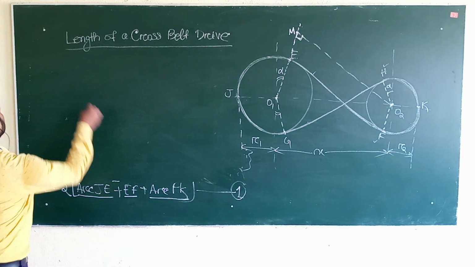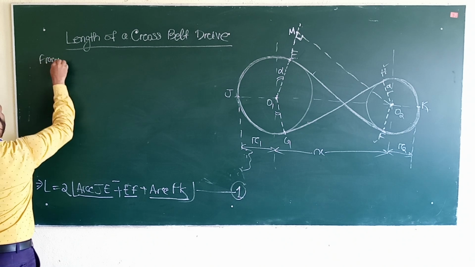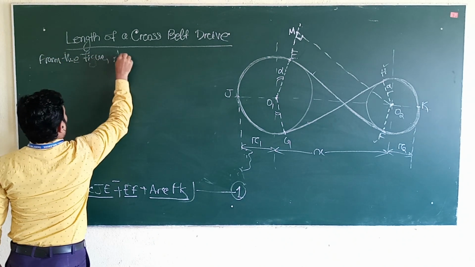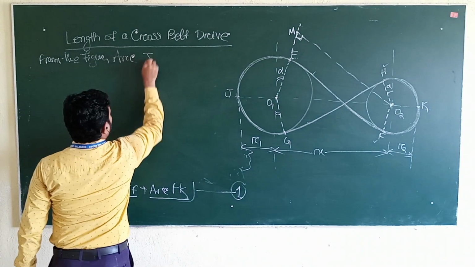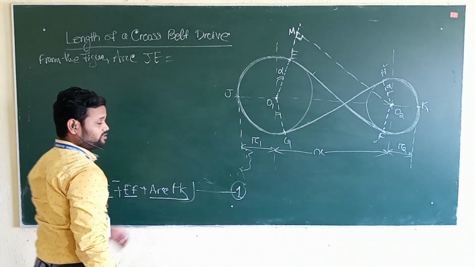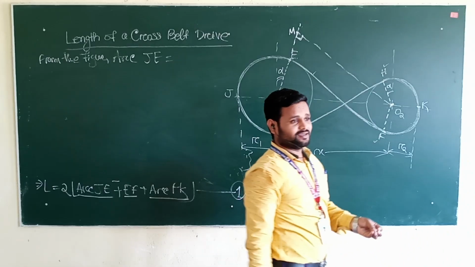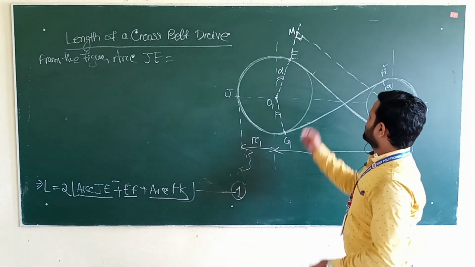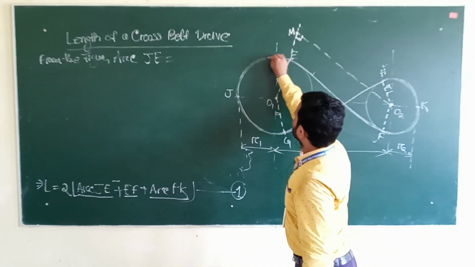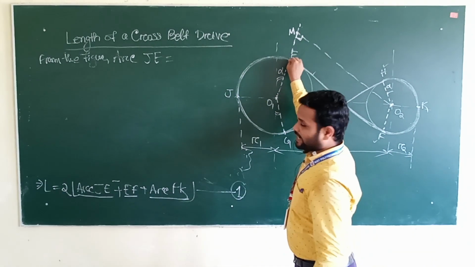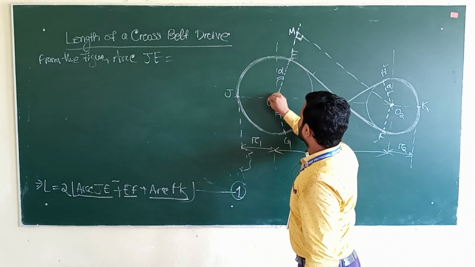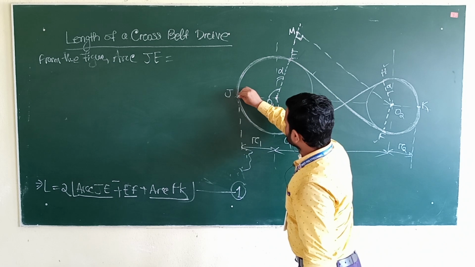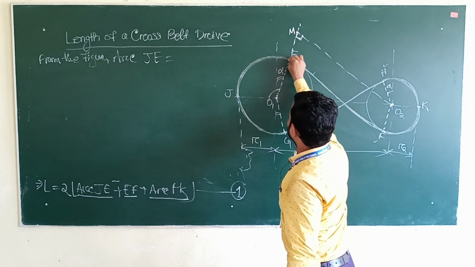So from the figure, the value of arc JE equals how much? In the previous topic we studied the length of an open belt drive. Here we will calculate the length of the arc, which is equal to radius multiplied by angle. Radius into angle. So here we will calculate the arc JE length.